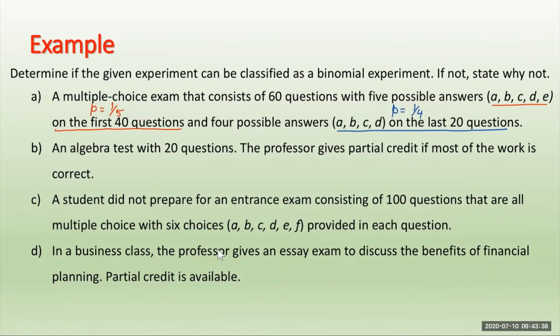So you can see that the probability of success should be the same for all 60 questions for this to be a binomial probability experiment. Because the value of P is changing, this is not a binomial probability distribution. So your answer is no, because the value of P is not the same for all 60 questions. Make sure you write it down.